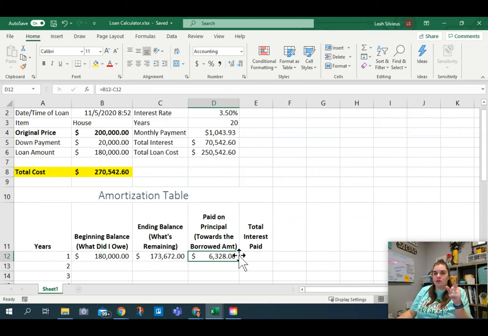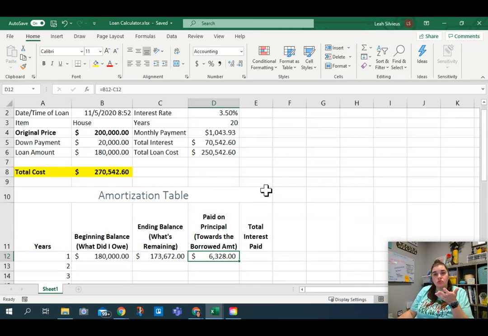Now, let's think about this for just a second. I'm paying $1,000 every month for my monthly payment. So if I do quick math, that's about $12,000 I've paid out for the year. But this is only saying that I paid out $6,000. Where did the rest of it go?